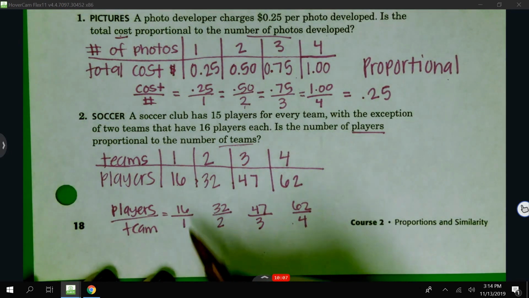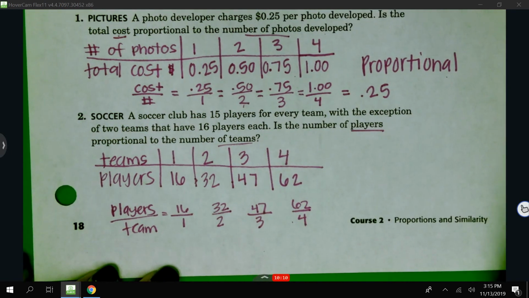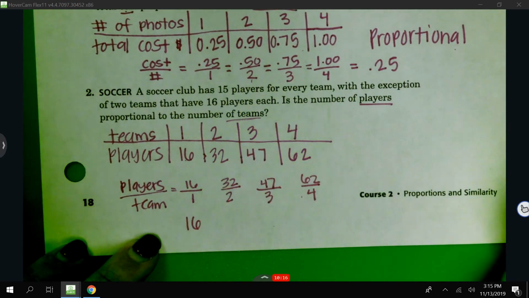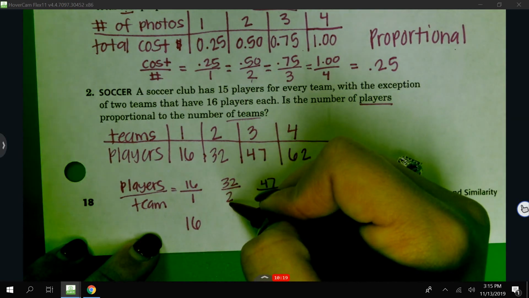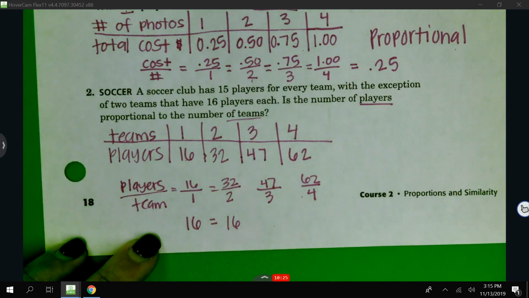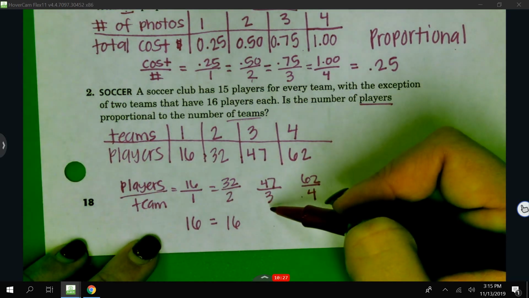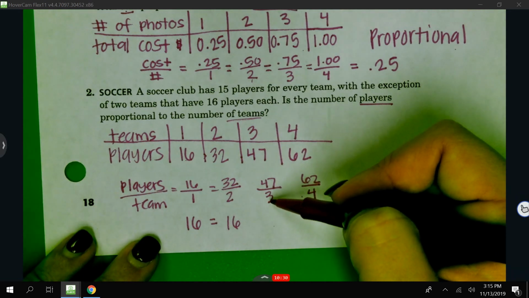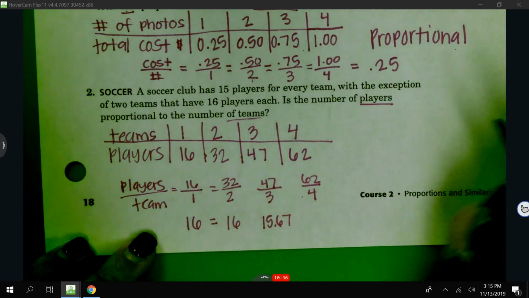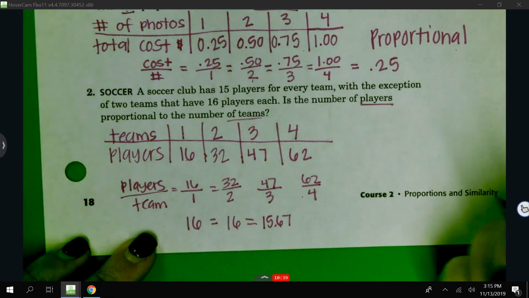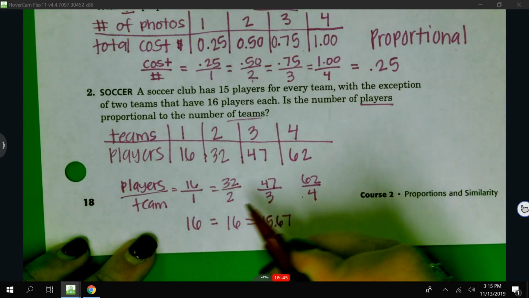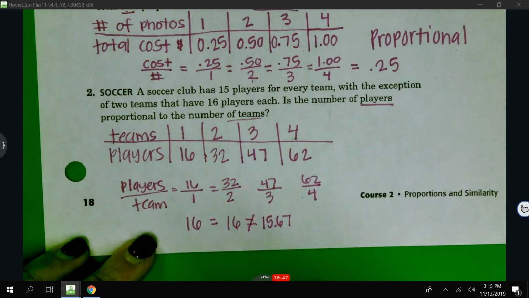So let's go through and simplify each ratio and see if they are the same or not. So 16 over 1 is the same as saying 16. 32 over 2, that is also 16. So 16 equals 16, yes. So I know that those two are the same. What about 47 over 3? So 47 divided by 3 actually gives me a decimal, 15.67. So that is clearly not equal to 16. If it was rounded, yes it would, but we're not rounding. So 15.67 is not the same as 16. So they are not equal to each other.